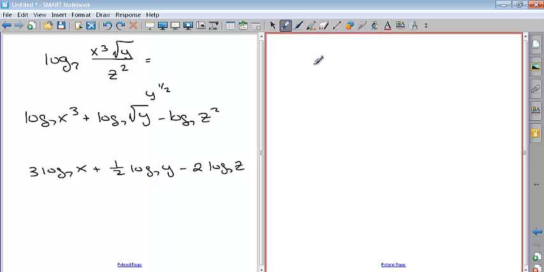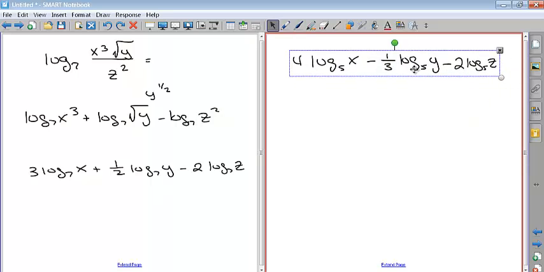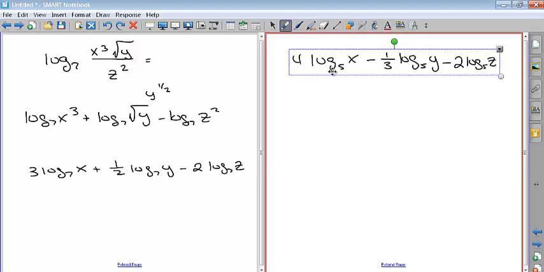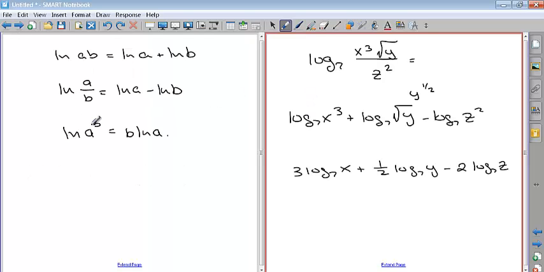So if I said 4 log base 5 of x minus 1/3 log base 5 of y minus 2 log base 5 of z, and I want to combine those just like I separated them here. The first thing you would do is you take the terms inside. So you can go either way with this. You can go this way or you can go that way.